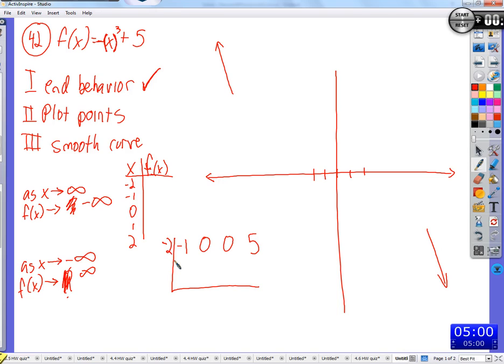So we'll do negative 2. Down negative 1. Negative 2 times negative 1 is 2. Then we add and multiply by negative 2. Negative 4. Negative 2 times negative 4 is 8. Plus 5 is 13.